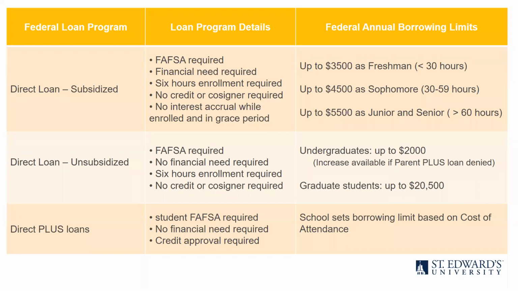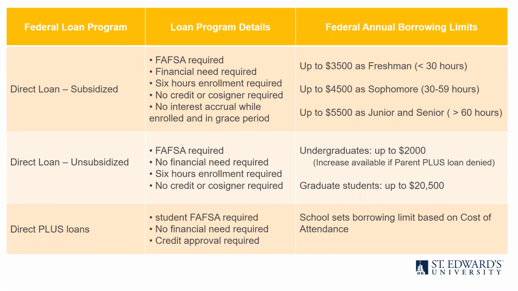So for the sub, a FAFSA is required. The borrower must submit a FAFSA to be considered for the subsidized loan, because we need to determine if they have sufficient financial need to borrow this particular loan. The student must be enrolled in at least 6 credit hours per semester. There is no credit check or cosigner for this direct loan sub. And this is the one that does not accrue interest while the student is enrolled and in their grace period. We'll go into a little bit more detail about those 2 points later.